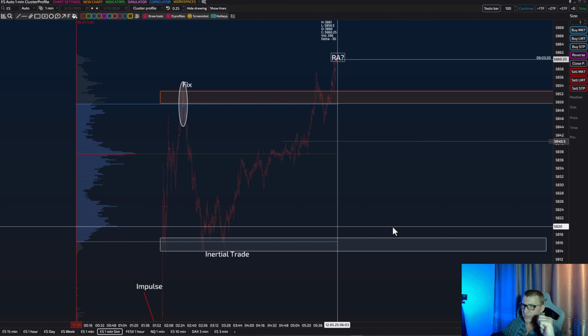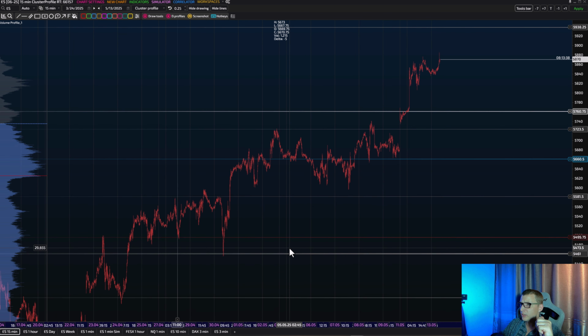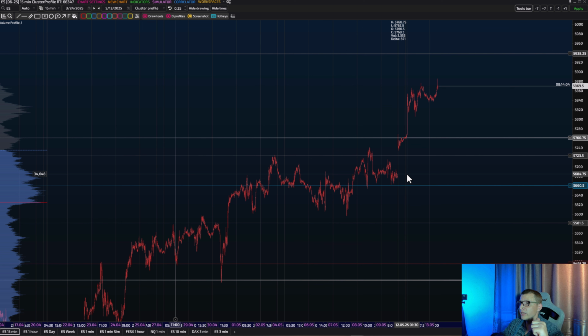Previous week, once again, 15-minute auction. We had this little range. If we analyzed the 5-minute auction, it would be a balance. Just a little local balance. Why do I call it a local balance? Because it helped the auction to move further, to continue the movement. This is why I call it a local balance.